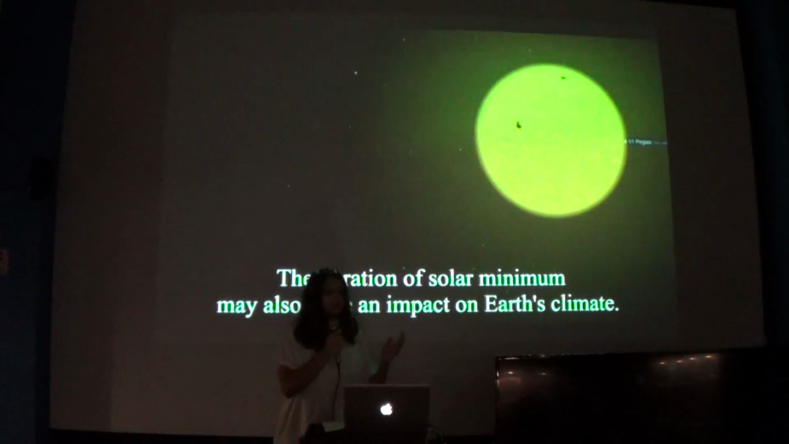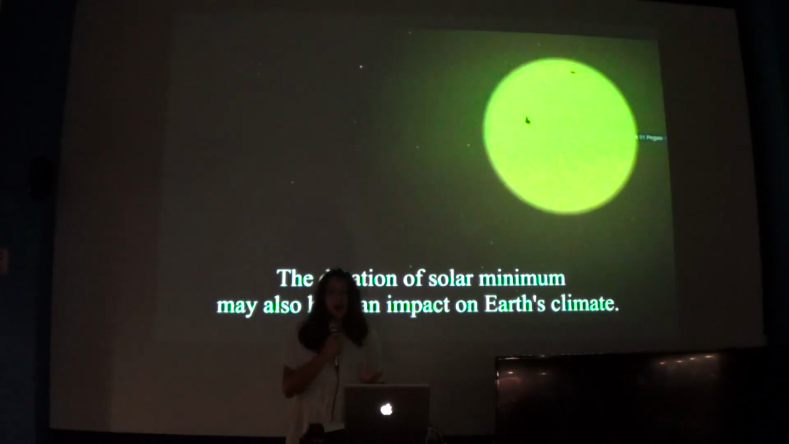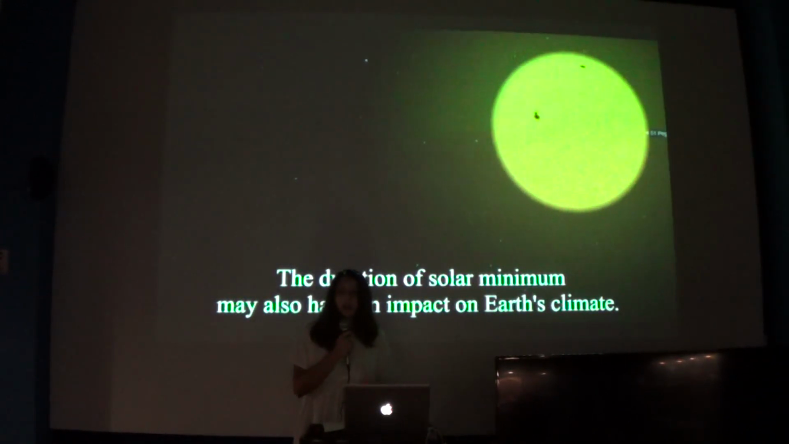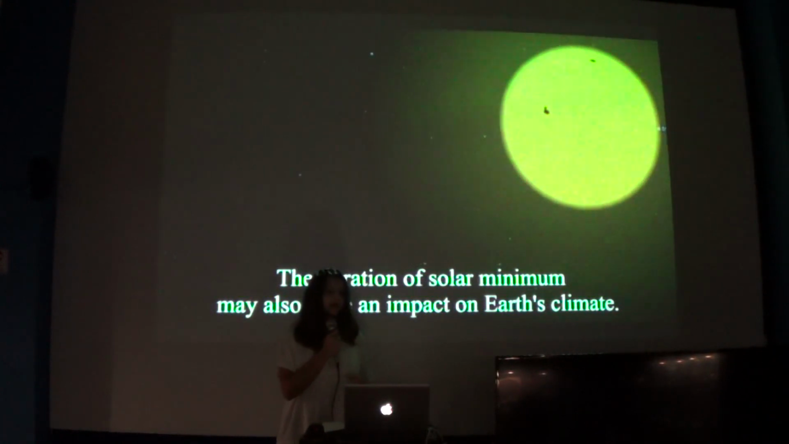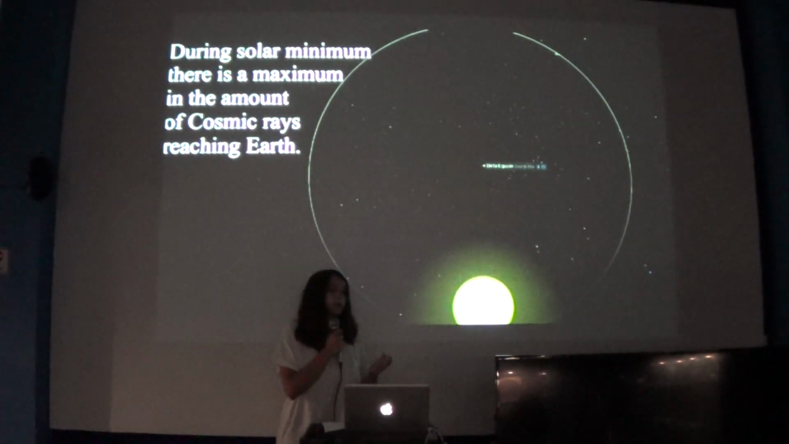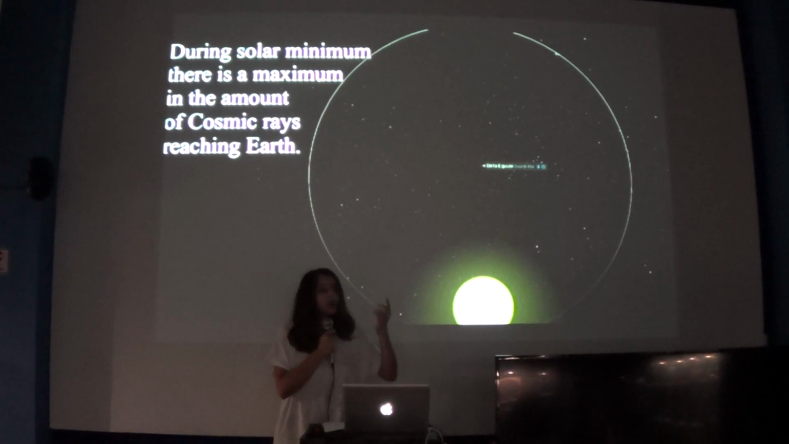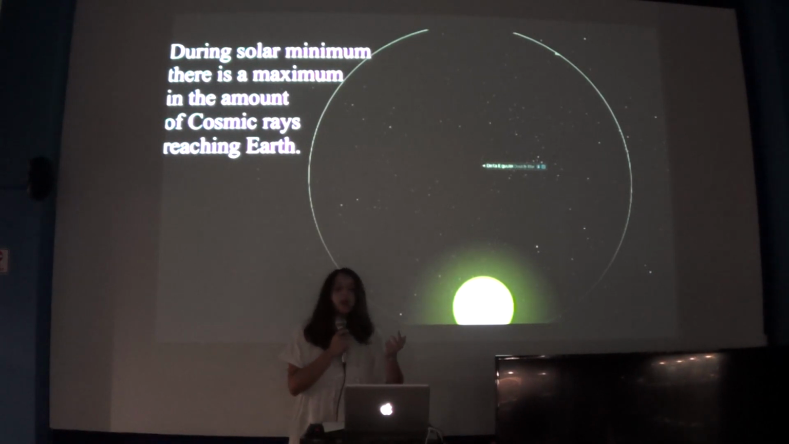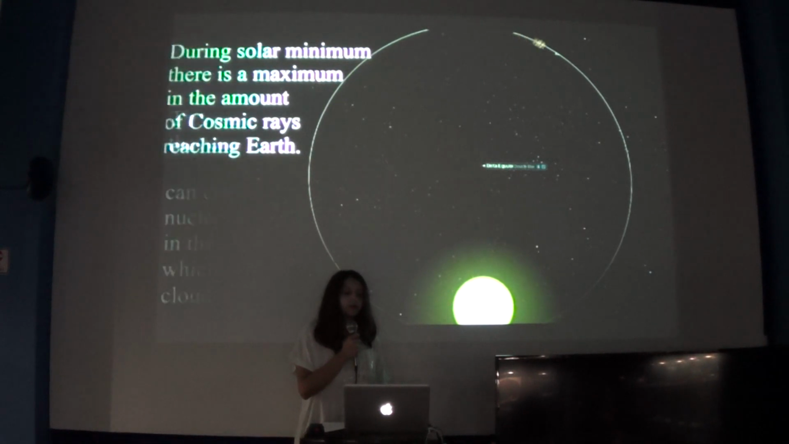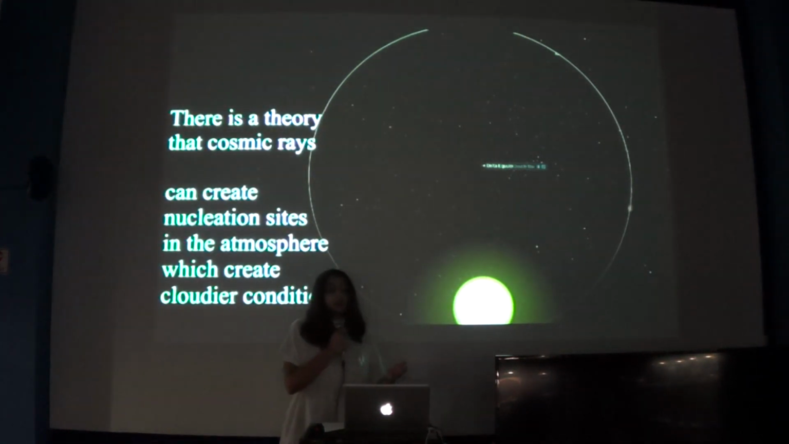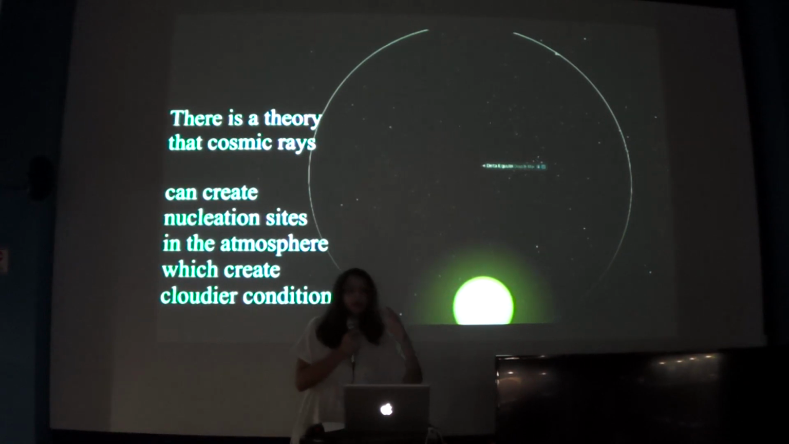The duration of solar minimum may also have an impact on Earth's climate. During solar minimum, there is a maximum in the amount of cosmic rays reaching Earth. There is a theory that cosmic rays can create nucleation sites in the atmosphere, which create cloudier conditions.